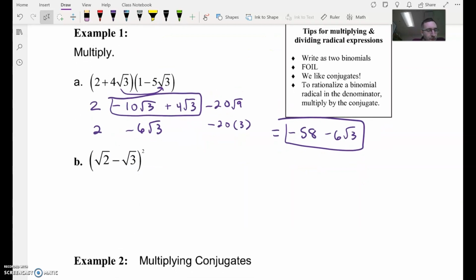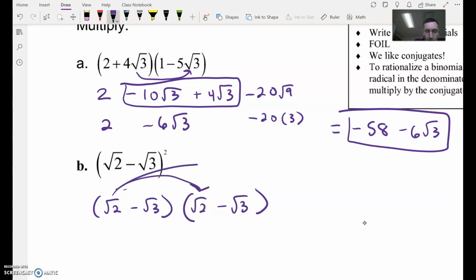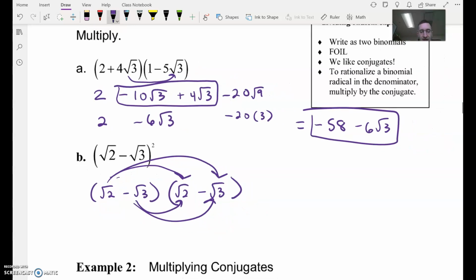You just got to be careful when you're multiplying radicals. So right here, root 2 minus root 3. We can't subtract those. That might as well say x minus y. Can't do that. But radical 2 minus radical 3 squared, we can do radical 2 minus radical 3 multiplied by radical 2 minus radical 3, and we can FOIL that. Okay? I challenge you to pause the video here, try to multiply it out, and then you'll see me do it.